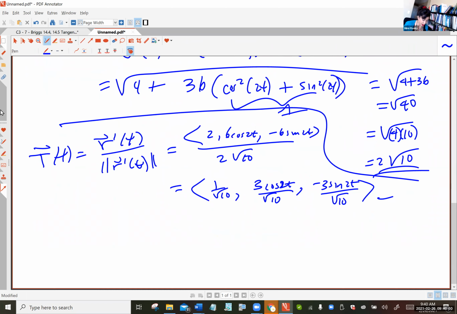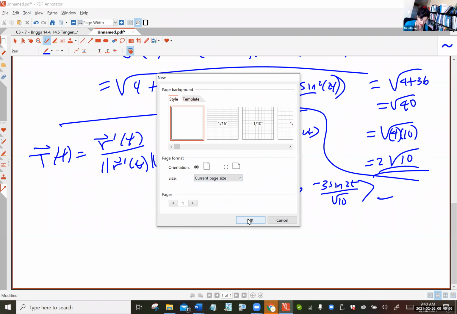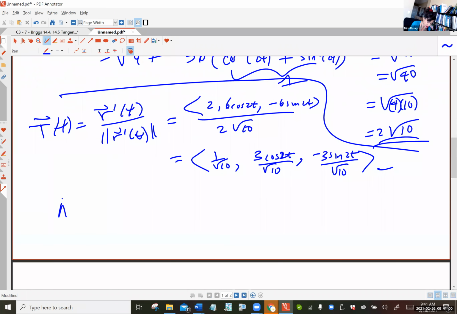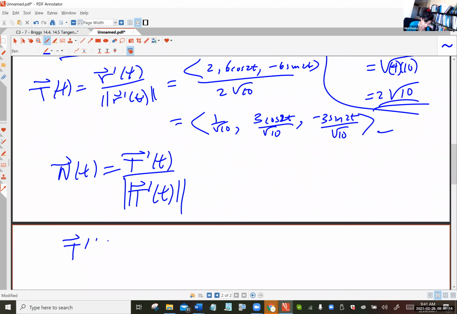Woohoo! Now the hard part. The hard part is always trying to get big N, because it takes some time and it can be tedious. Once again, just to remind you, for big N, you don't go get R double prime. No. You got to get T prime and then unitize that. So let's get big T prime first, because we did get big T.